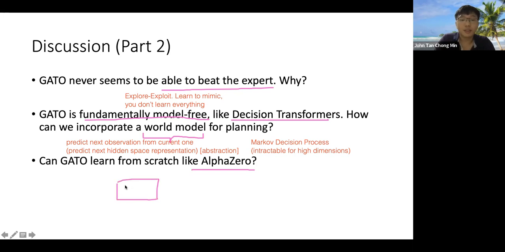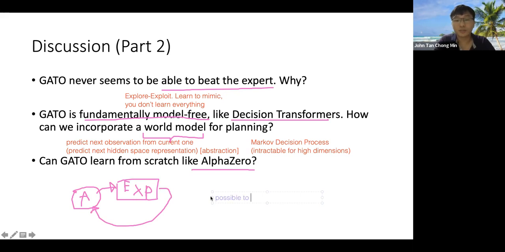You have experiences over here that you generate. So maybe you have your agent. Okay, so you have GATO. Maybe this is your agent. Your agent generates the experience through the environment, and then you use this experience again to train the agent. So it is possible to use self-generated experience to train itself.